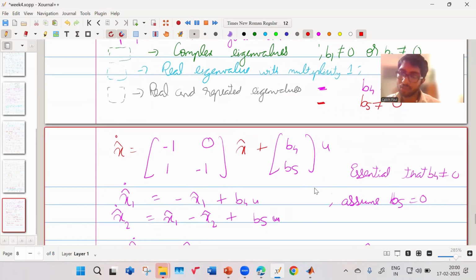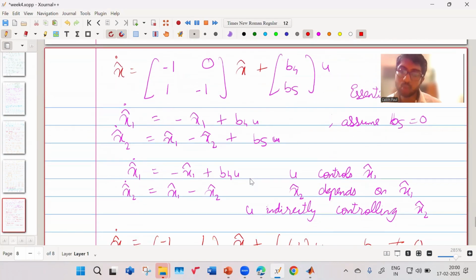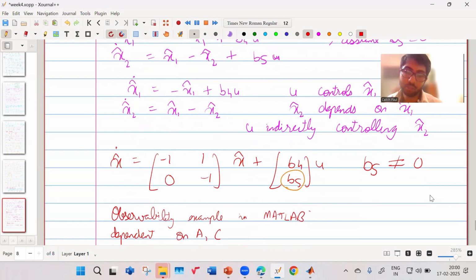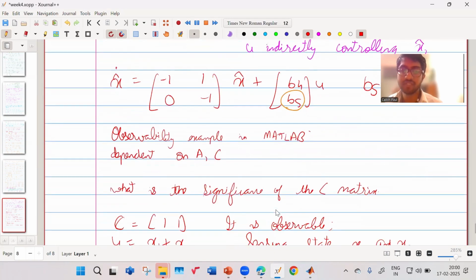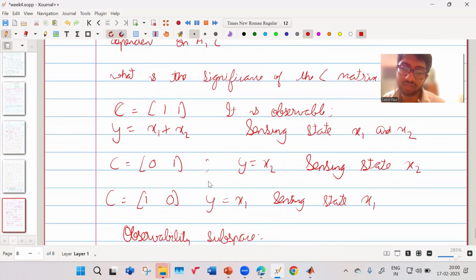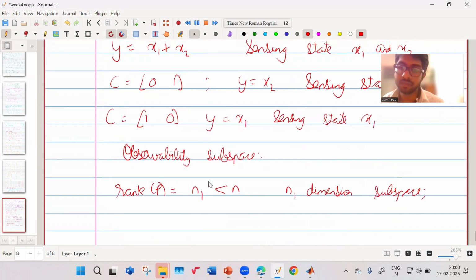Okay, so how I brought that from that system, I have taken this subsystem, and then we have shown what controls x1 dot, how x2 dot depends on x1 hat, and how u is indirectly controlling x2 hat. All this I have shown. The observability example in MATLAB we have seen, which depends on A and C. You have a certain dynamical system, but what do you observe? What do you sense? Depending on what you sense, you can look into your system and know the actual states of the system. That depends on your C matrix, observability subspace, etc. Okay, so all this we have seen.